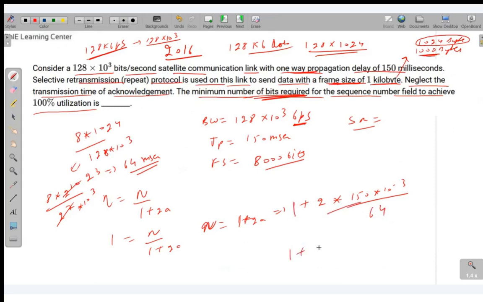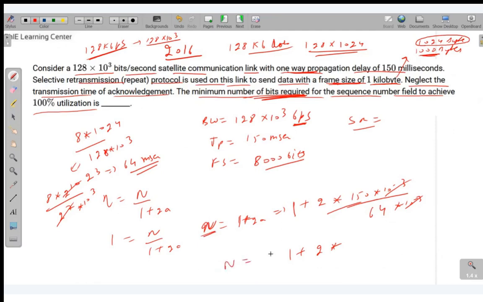So 1 plus 2a, with a being 64 divided by 120. Now this is very, very important: millisecond was there, so into 10 power minus 3. So it will go down. Now what should we take? 150 upon 64, 2 point something it will come. Are you getting it? Now this is window size, and we cannot take it in point.